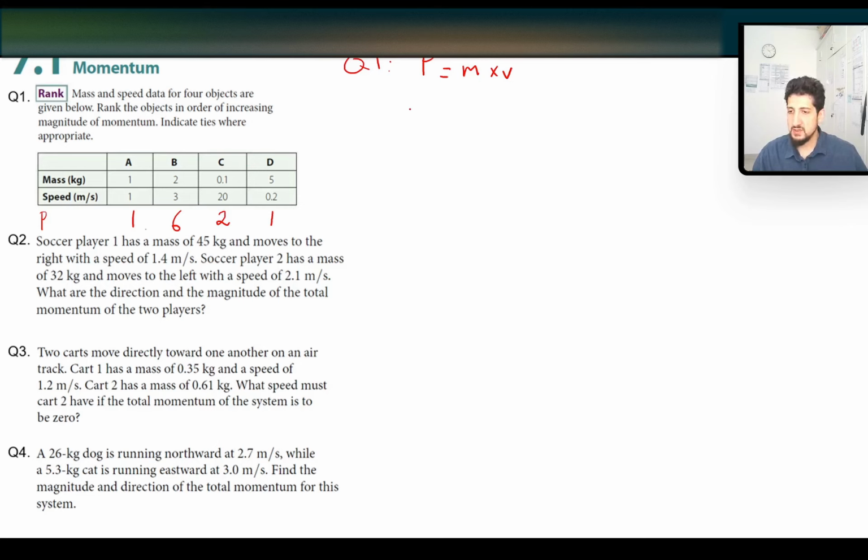Okay. So obviously 1 times 1 equals 1, but also 5 times 0.2 equals 1. So both of these are tied, and the rank would look like this: A, D, followed by C, followed by B. Okay, let's go to question 2.